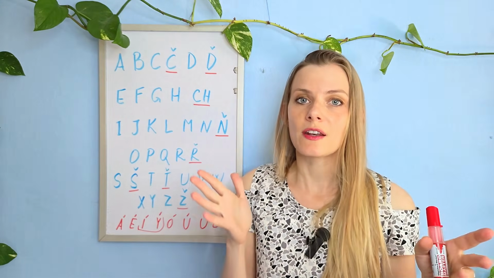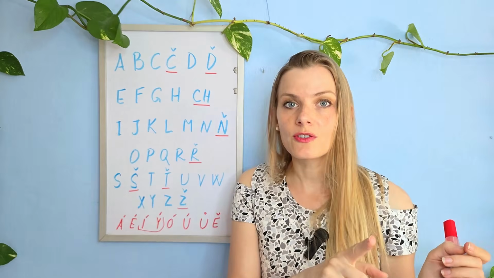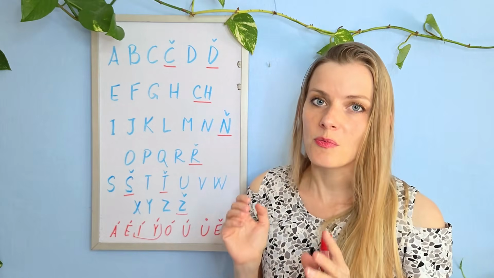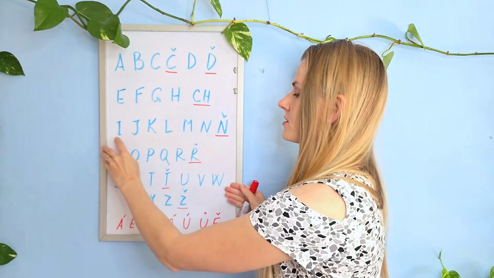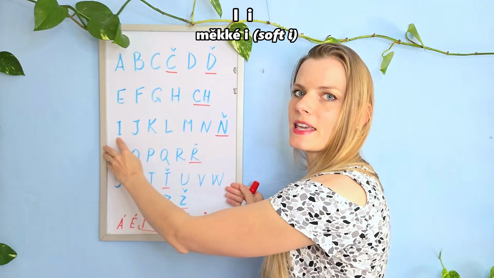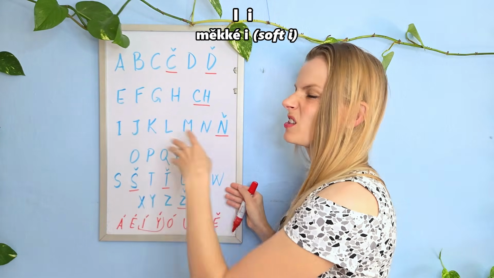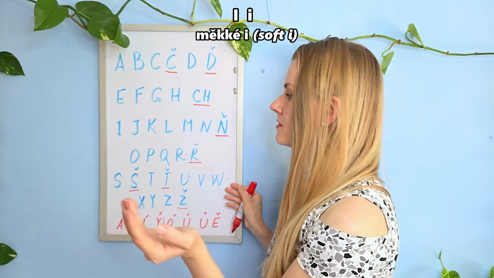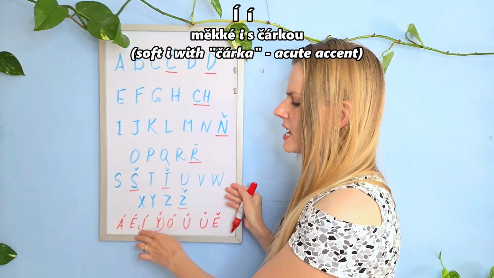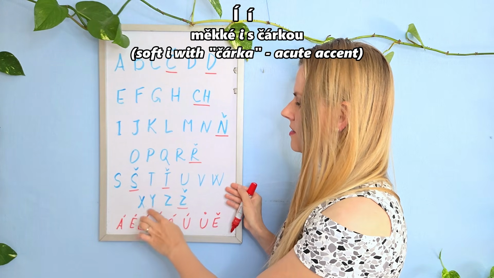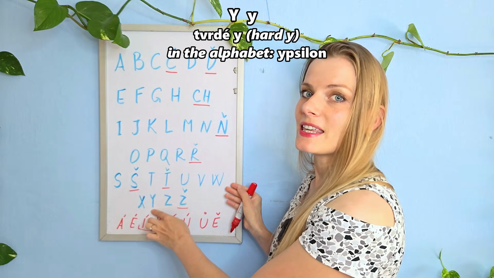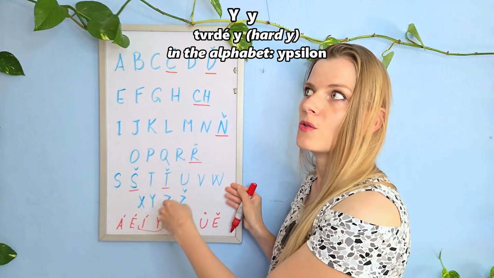They also can soften certain consonants in front of them, and that also appears in that video I mentioned earlier. We have a special name for this letter. It's měkké I, soft I, because it softens some of the letters, as well as this one, měkké I s čárkou, soft I with an acute accent. And this is tvrdé I. Tvrdé I means hard Y.